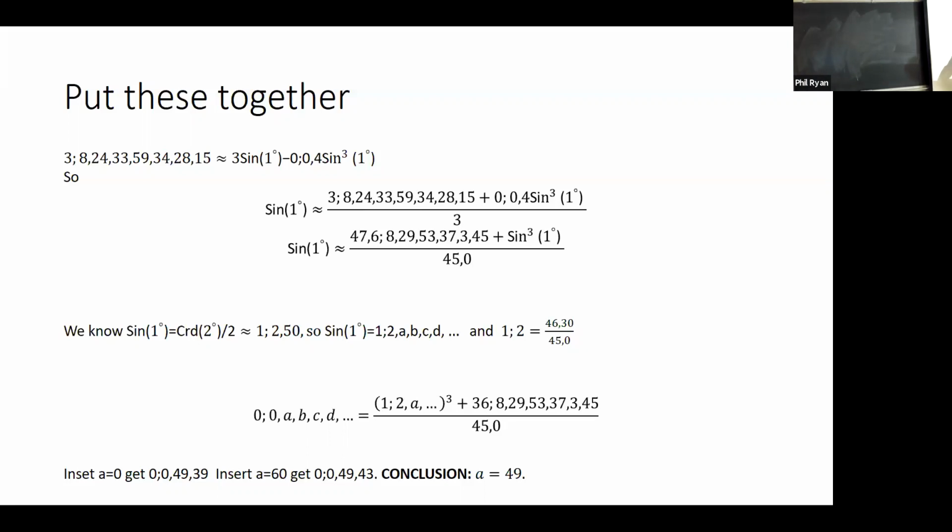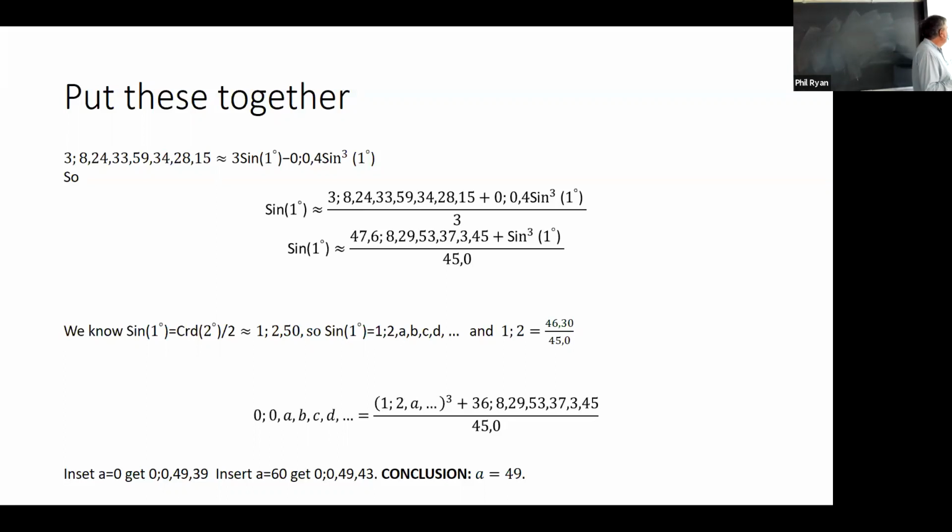If sine of 1 degree is approximately 1, what's sine cubed of 1 degree then? It's going to be approximately 1. This is 47.6, so this dominates this. Okay? So we know approximately what sine of 1 degree is, right? Sine of 1 degree is chord of 2 degrees divided by 2. So it's approximately 1/250.